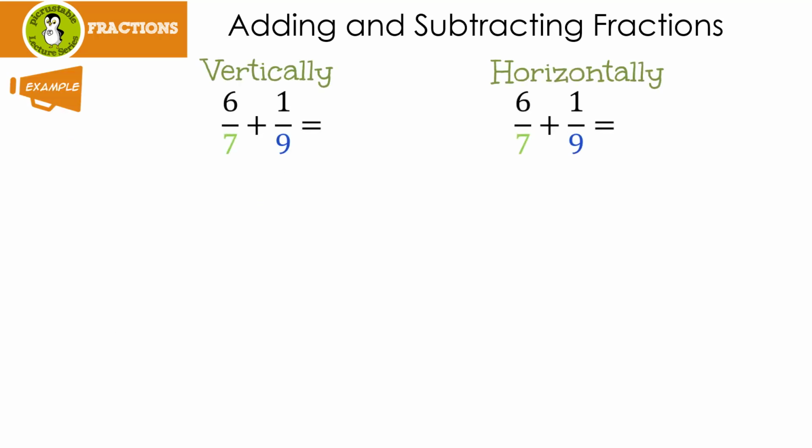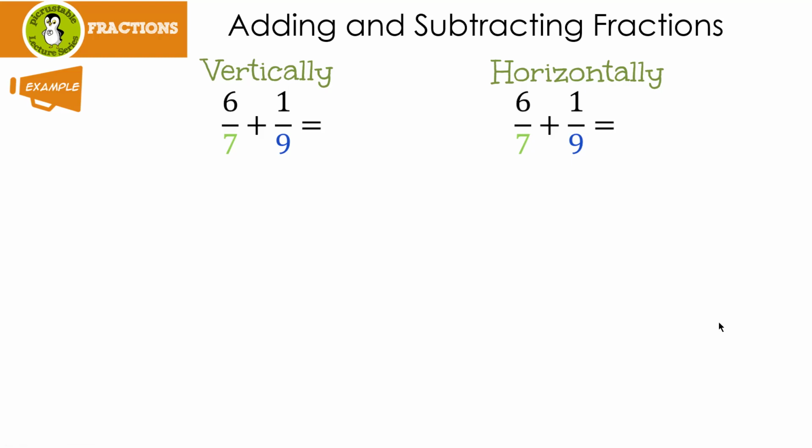Let me show you this example. I'm going to take 6/7 plus 1/9. First, I'm going to do it vertically, and then I'm going to do it horizontally. You'll notice it's the same addition. Some students see it easier vertically, and others see it easier horizontally. For the first couple, I'm going to do both of them. But after that, I'm only going to be doing it horizontally.